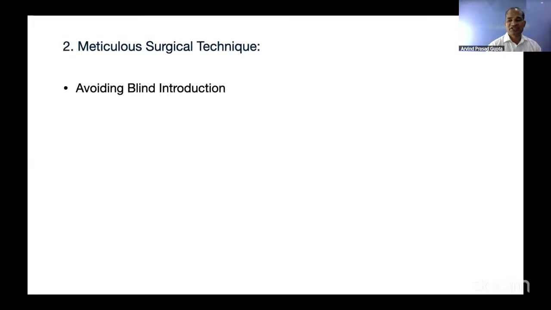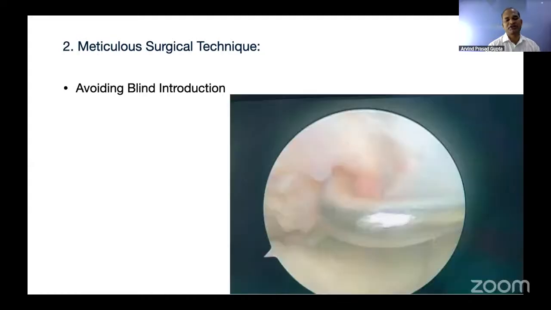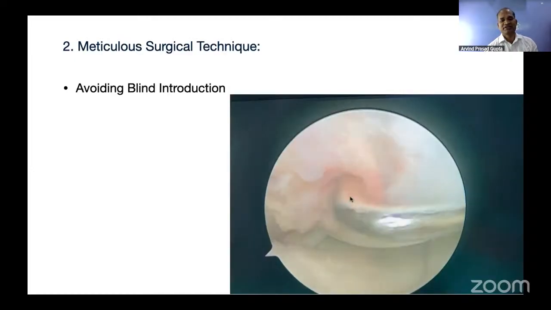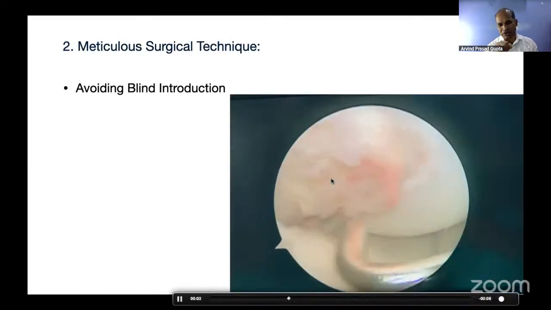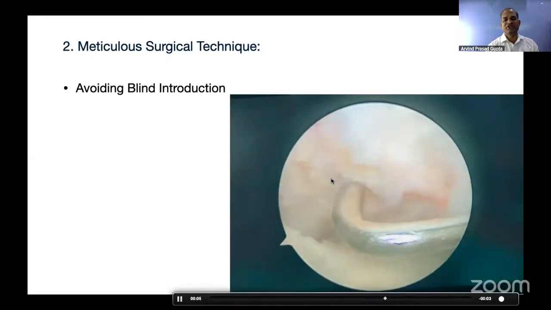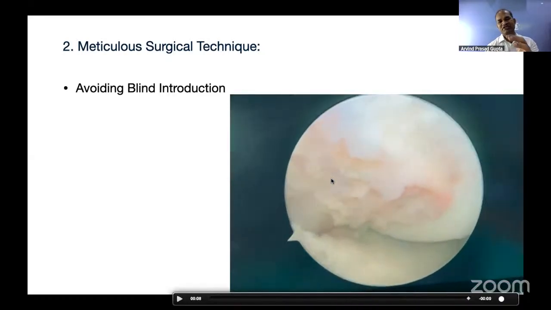Next is the meticulous surgical technique. So in meticulous surgery, you have to avoid blind introduction of instruments. Like just making the first anterolateral portal, we usually put the trocar. The trocar should go very guided. Like in this case, if you see, there was a little bit of trocar invagination into the PCL here, because the PCL is just in front of your trocar in the intercondylar area from the anterolateral side to the anteromedial side. If you go toward that, the PCL will come in front of you here, and that may sometimes get invaginated with your trocar.